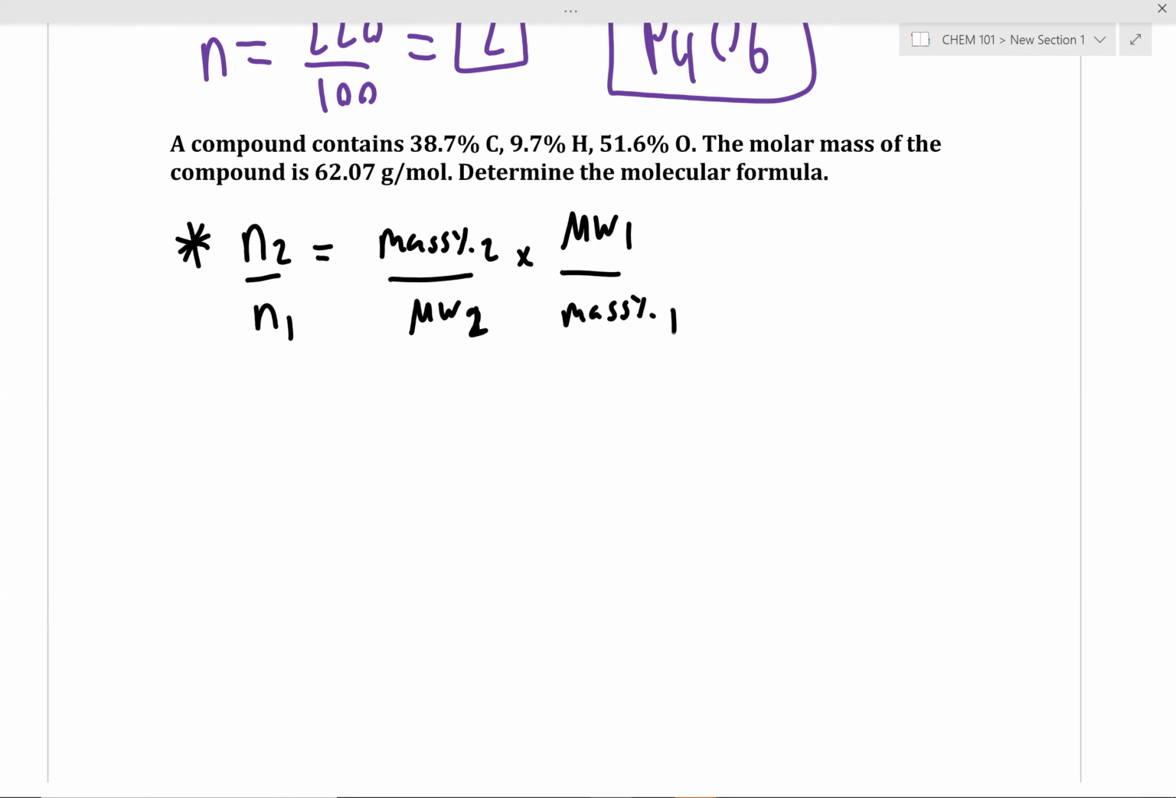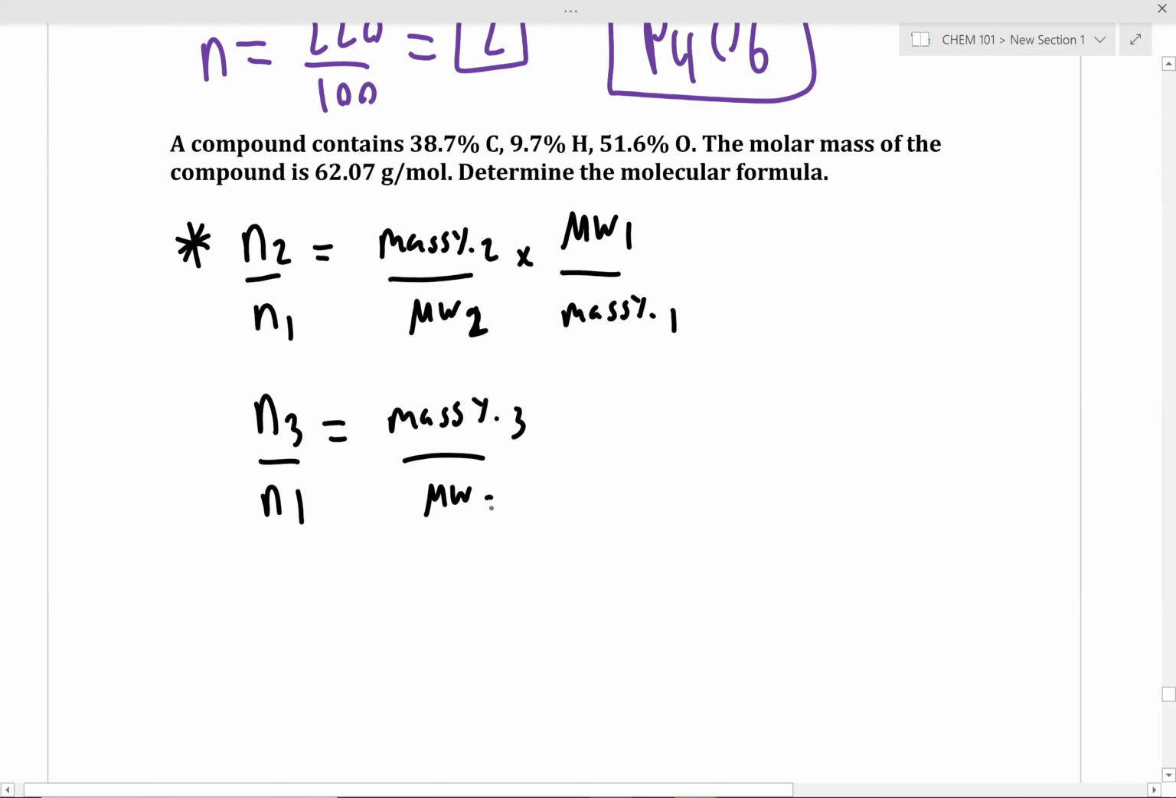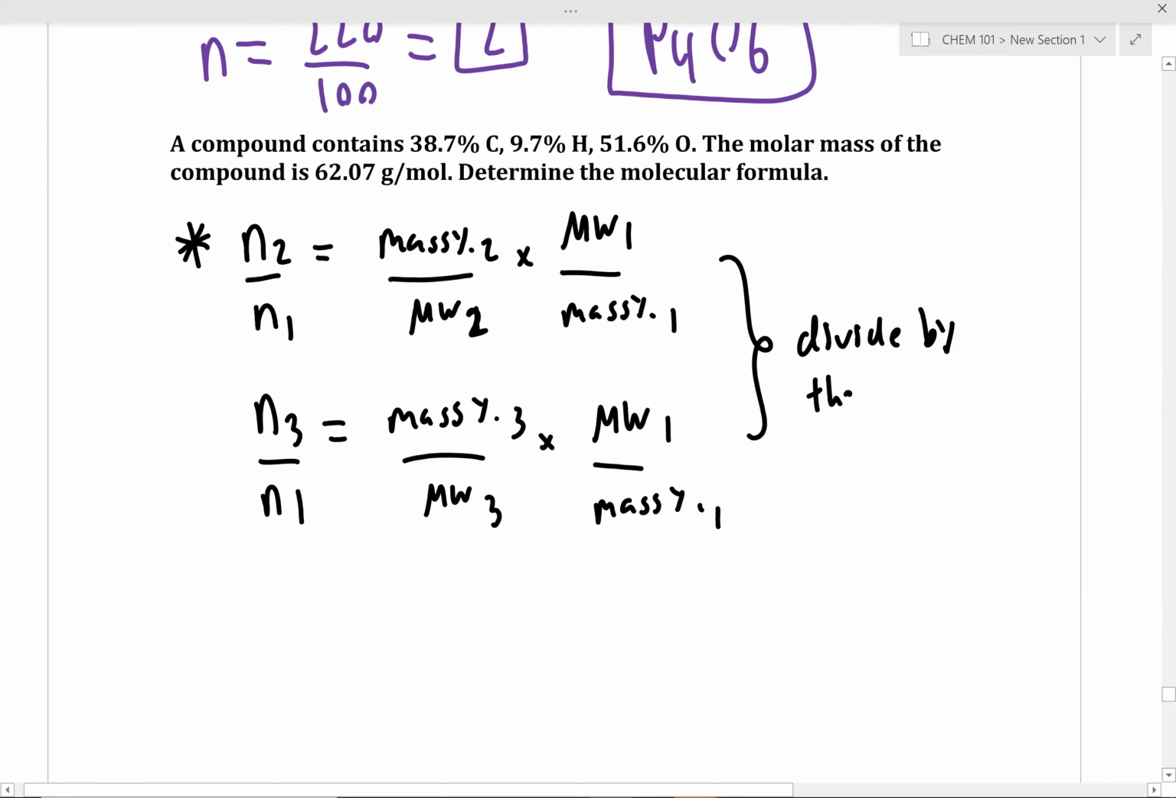So we'd have another equation to describe N3 over N1, which is the mass percentage of 3 over the molar mass of 3 times the molar mass of 1 over the mass percentage of 1. So the key feature of a 3-component system is you want to make sure that you divide by the same moles of a given element.